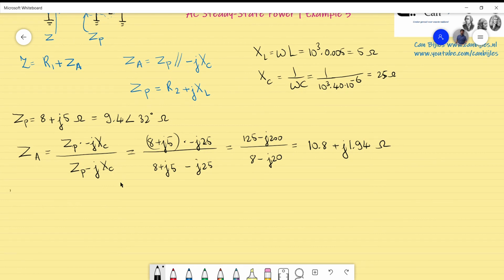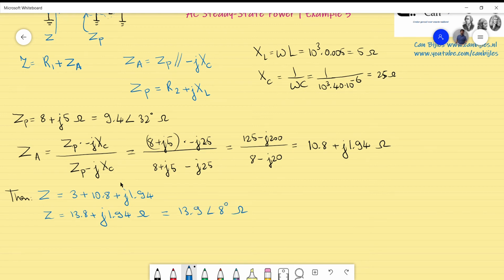So then, what will we have? And I will continue with the blue. Z is equal to 3, because that's R1, plus 10.8 plus j1.94, which will result in 13.8 plus j1.94 ohms. Now, I can convert this to the polar notation, so that is 13.9 phase 8 degrees.